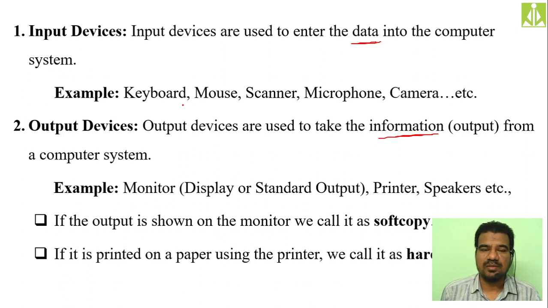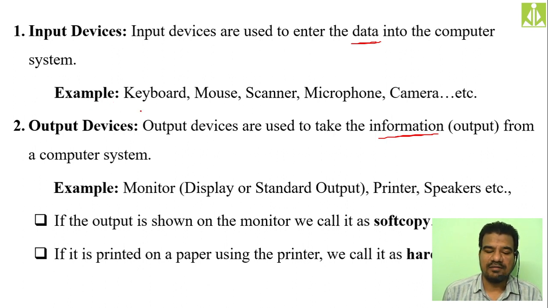So in that way, giving input, we will give like a bulk, taking output will take only one specific information. For example, for taking the output from a computer, listening to a song, we can make use of speakers. If you are printing something on a paper, we make use of a printer, and if you are watching something on a computer, we make use of a monitor.